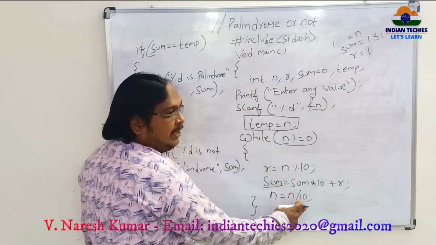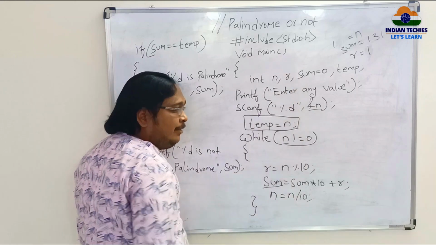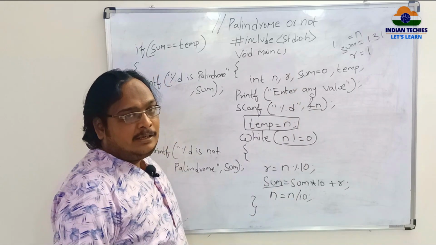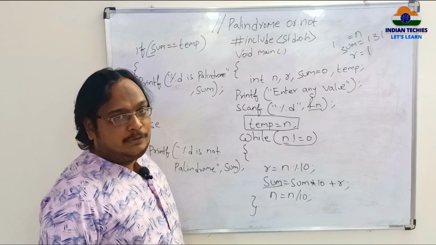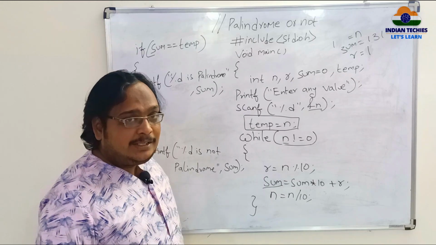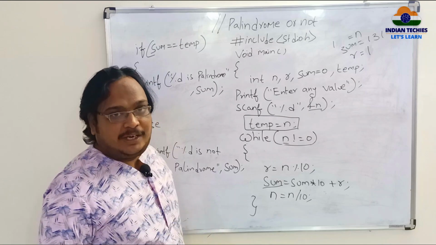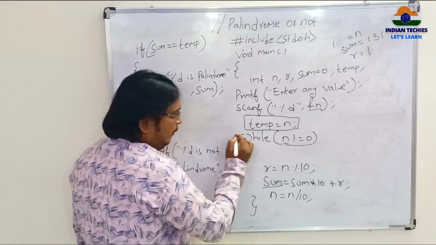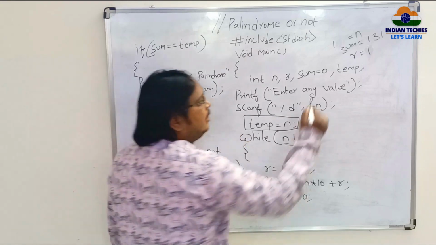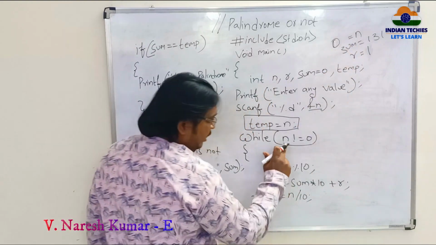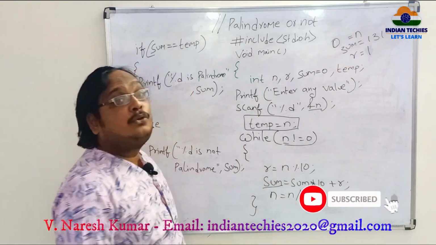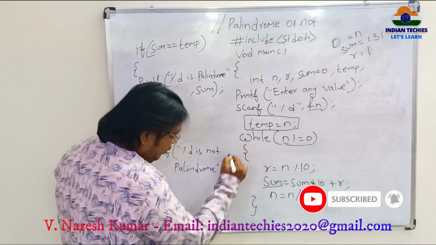N is equal to n by 10. That is, n value is 1. 1 by 10. Since it is an integer, 1 by 10 will be 0. Even though it is 0 point something, since I have declared n as an integer, it does not store fractional value. So n value is 0 now. 0 not equal to 0? No. So it comes out of the loop.